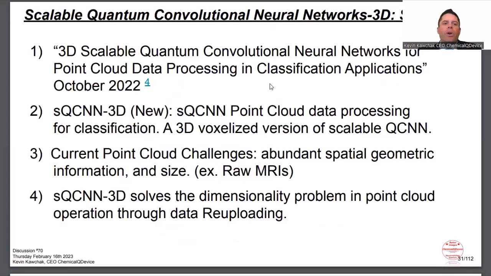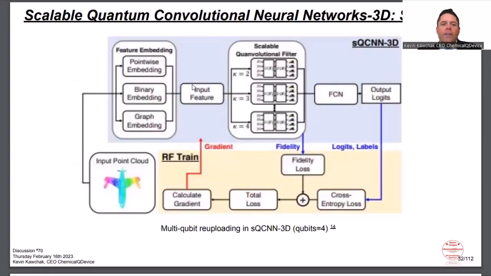Now, this next paper is the 3D version of it. It's the voxel. I think this paper actually came out before the prior one, so the prior one might have had more insight, but I've reviewed this paper before, and it's for point clouds. So raw MRIs, through data re-uploading. And this is the general thing. They kind of squeezed it in here, but basically, if you look at the input cloud, it goes to feature embedding, scalable convolutional filter, to fully connected network, output logits, and then you have feedback loops in here.